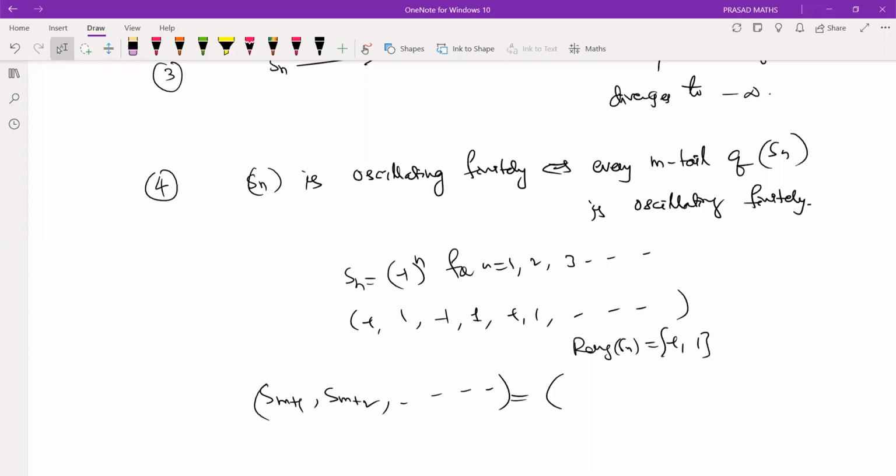This is a definition. Therefore, this is nothing but (-1)^(m+1), (-1)^(m+2), going on, going on. Suppose m is even, you're going to get -1. Suppose m is odd, you're going to get +1. So without loss of generality, I'm going to take m is even. So once m is even, m+1 is odd.